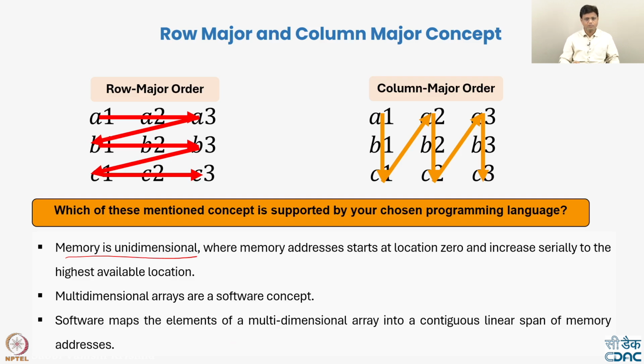And if I am talking about matrices of 2D or 3D, these are all program or software concepts. You can say the multi-dimensional arrays are a software concept, and these multi-dimensional arrays have to be stored in memory, and then the elements of these multi-dimensional arrays will also be stored in memory in a sequential order.